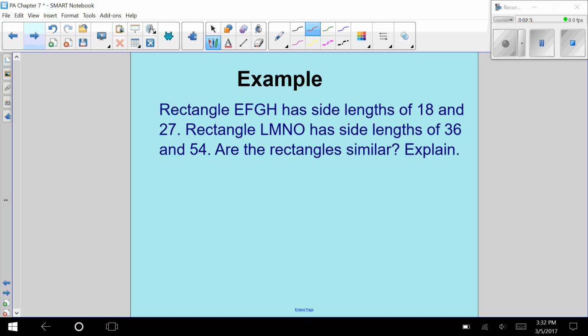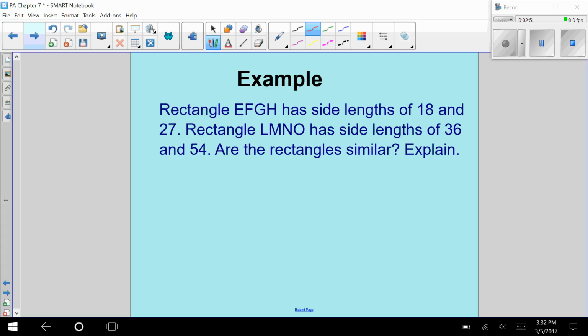All right, rectangle EFGH has side lengths of 18 and 27. Rectangle LMNO has side lengths of 36 and 54. Try to tell me if the rectangles are similar or not. All right, to do this, we know that all the angles are congruent because they're both rectangles, so they have to have that in common.